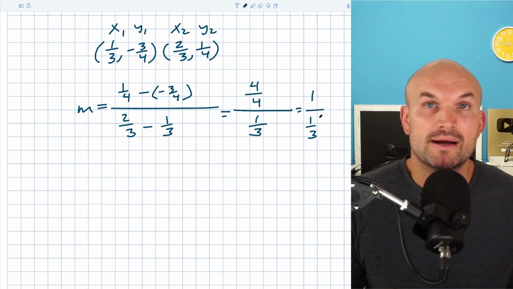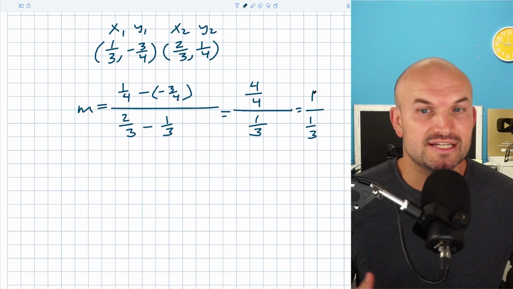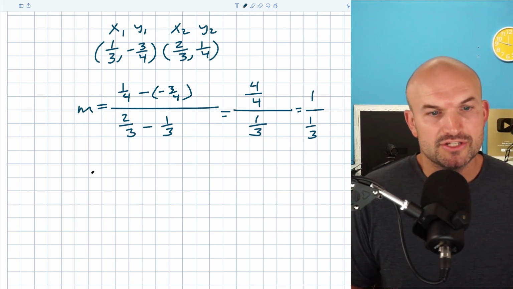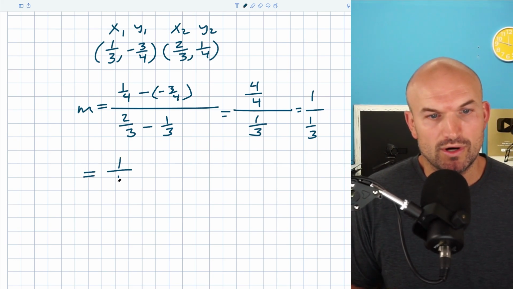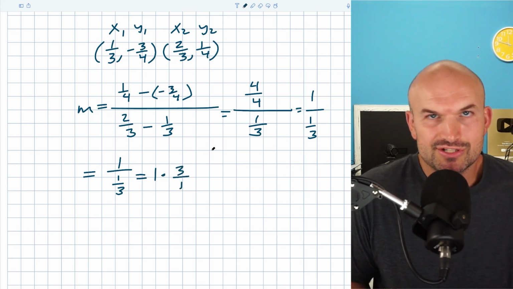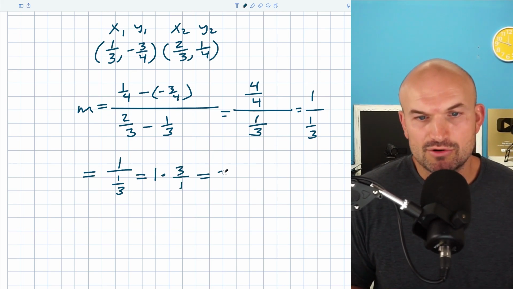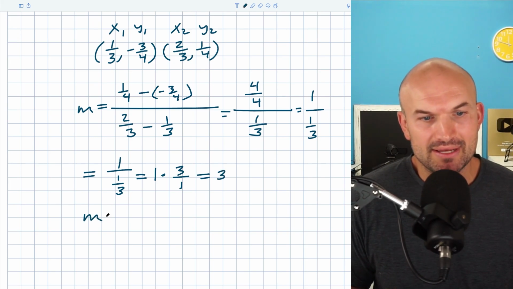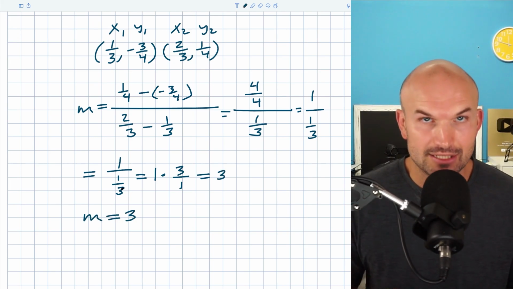You just simply multiply by a reciprocal, right? Dividing by a fraction is the same thing as multiplying by a reciprocal. So in this case, if I took 1 divided by 1/3, that's the same thing as 1 times a 3/1, which is just 3. So 1 times 3 is going to be 3. So therefore m is equal to 3. All right, so I have my slope, m is equal to 3.